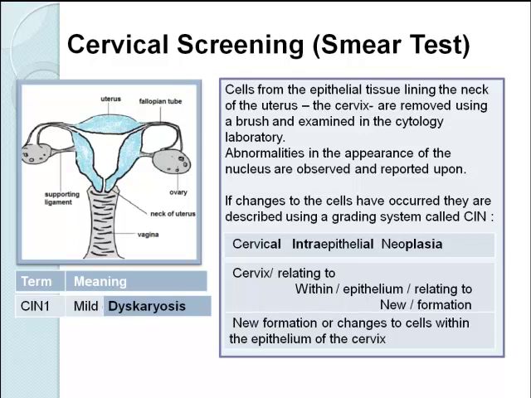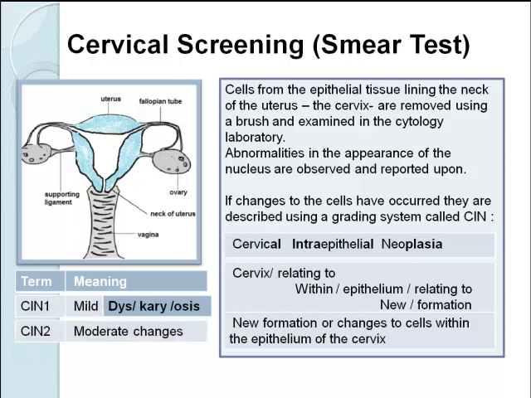The term dyskaryosis is a word used to describe what is actually happening within that cell. Dys means difficult or disordered. Kary actually means nut, relating to the nucleus of the cell, the control centre of the cell, and osis is our disorder or condition. So therefore we have a condition of a disordered nut, a disordered nucleus. But it's mild in CIN1. That's how you break down the word, dyskaryosis.